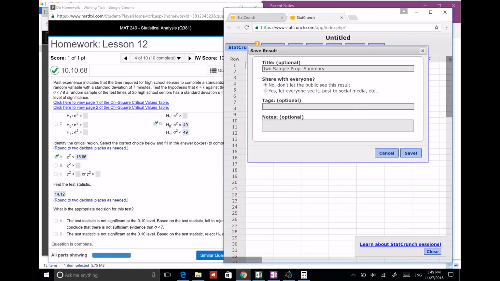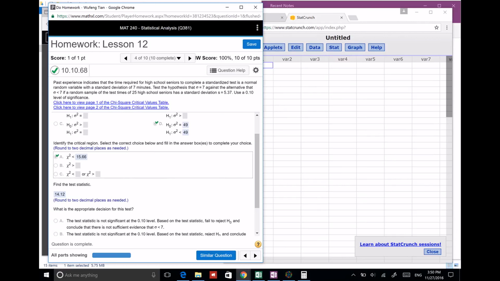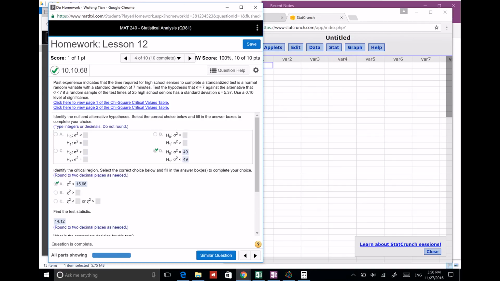All right, so next one is the chi-square distribution. The first one is pretty simple. Sigma squared equals 49, and the alternative is sigma less than 7, so sigma squared is less than 49. That's the alternative hypothesis. This is pretty simple. So now we need to find the chi-square distribution.